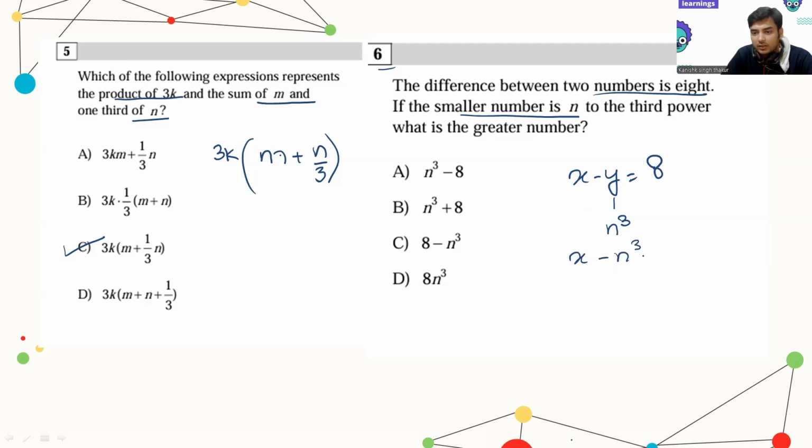So x take away n cubed is 8. So x would be n cubed plus 8, right? The difference should be 8. So if one number is n cubed and another number is 8 more than that, it would be n cubed plus 8. This is how you have to do it.